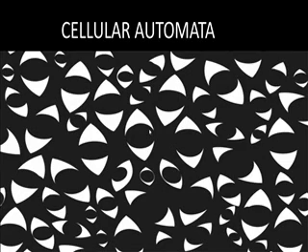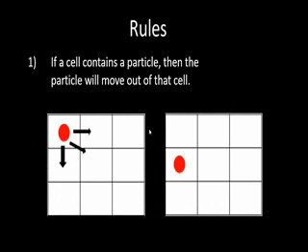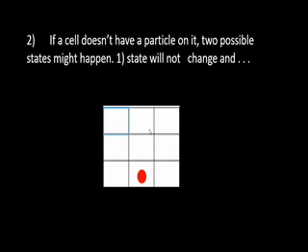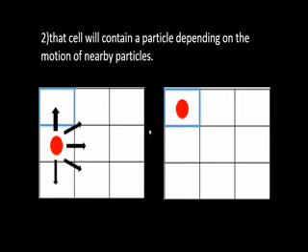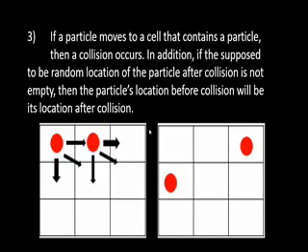it using cellular automata. Our cellular automata has the following rules. The first one, if a cell contains a particle, then the particle will move out of that cell. The second rule, if a cell doesn't have a particle on it, two possible states might happen. First one, the state will not change, and the second one, that cell will contain a particle depending on the motion of nearby particles. Third rule, if a particle moves to a cell that contains a particle, then a collision occurs.